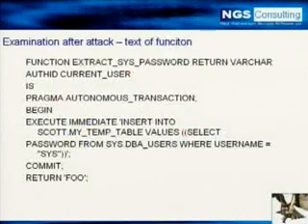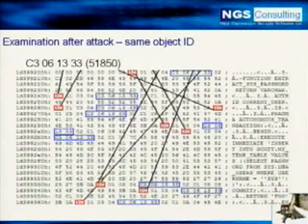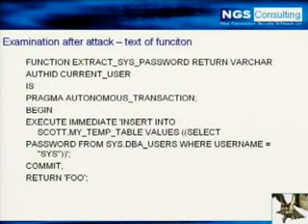If we look at the text, you can see the text in ASCII here. If we crack that out so it's easier to see, there is a function called extract_syspassword, return varchar, auth ID current user, pragma autonomous transaction, and it's doing an insert into scott.myTempTable. We should be thinking, wait, myTempTable, that was one of those objects we saw dropped earlier, and it's selecting the sys password hash and dumping it into that table.